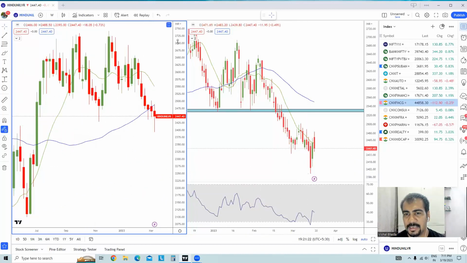Somewhere over here, you can see two hammers. First is the hammer, then we have a high wave candle, then we have a hammer. So some buying is visible at lower levels, and probably if this recent low is not taken off very fast, then possibly some sort of consolidation or sideways move is possible in the coming days.